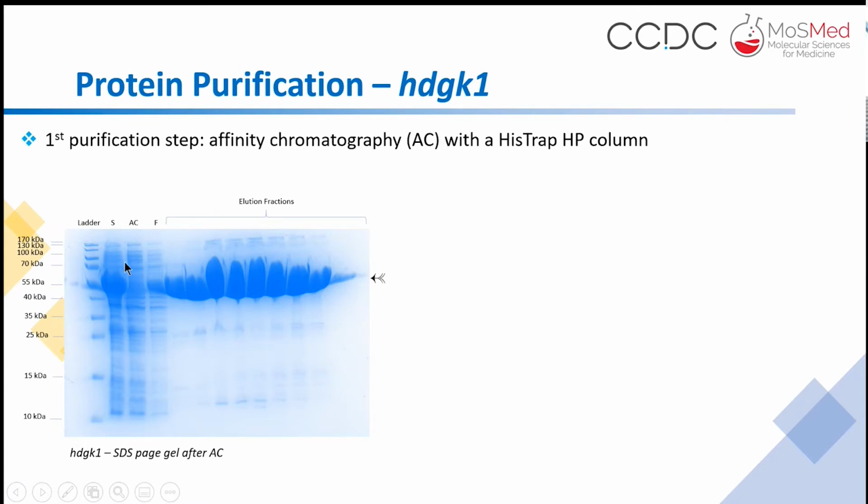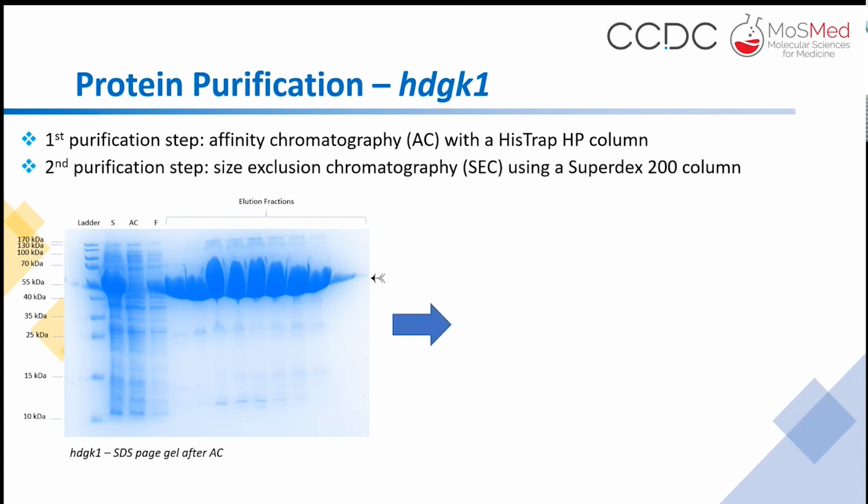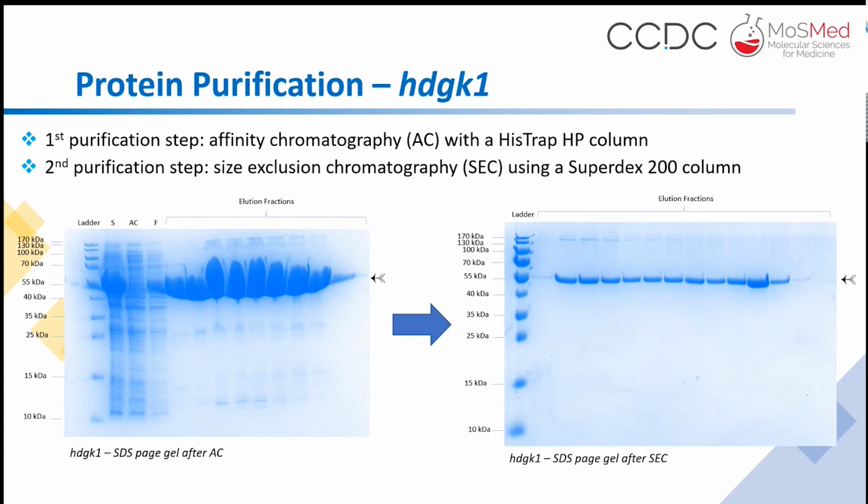I got a lot of protein, which was really good. The yield was high, but it was impure, so I had to continue with a second purification step. And I did the size exclusion chromatography using a SuperDex 200 column, and I was able to purify the protein further. There are some proteins here, but overall these fractions on the right-hand side seem pretty pure.